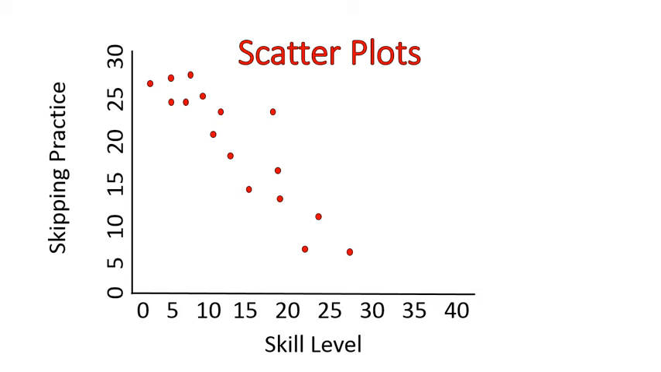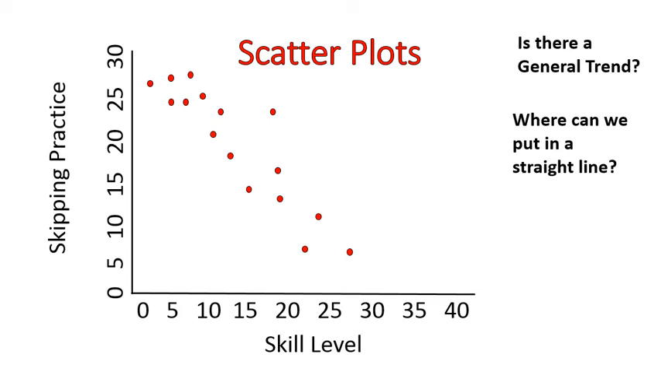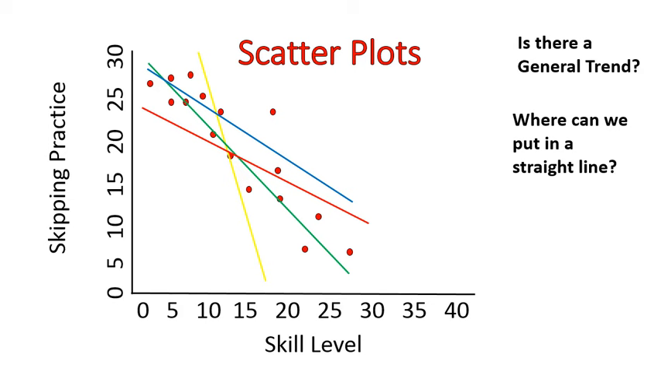Let's look at a negative correlation. We've got, I'll stick in a couple of lines there. Again, the general trend is downward. It is a negative correlation. Where would we put the line? How does this line fit for us? No, that one doesn't show us the general trend. How about the green line here? That one's looking a lot better. How about our red line or our blue line?